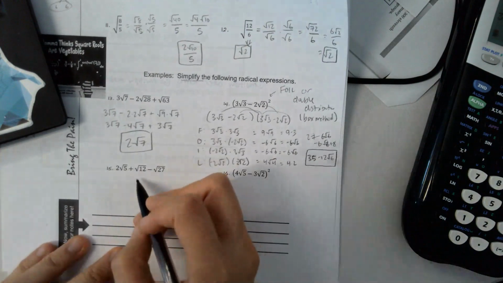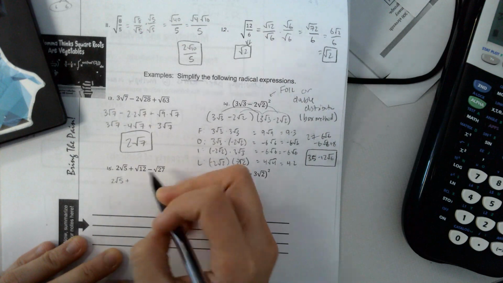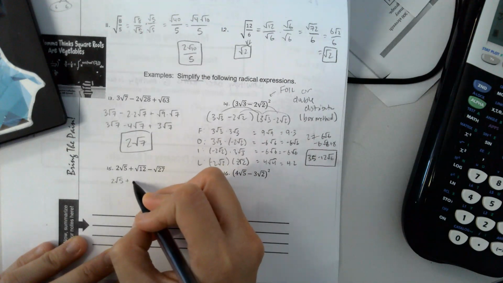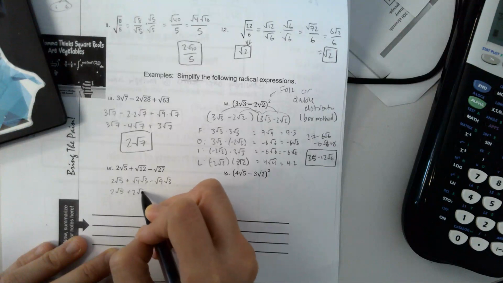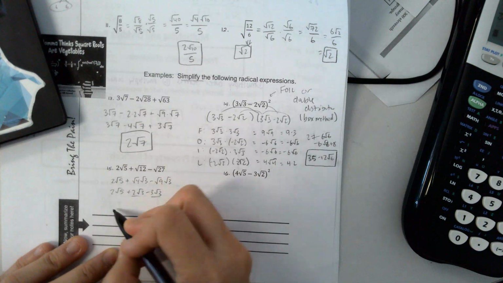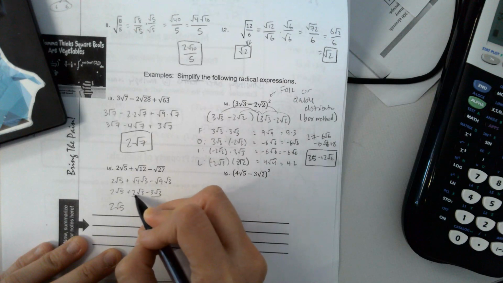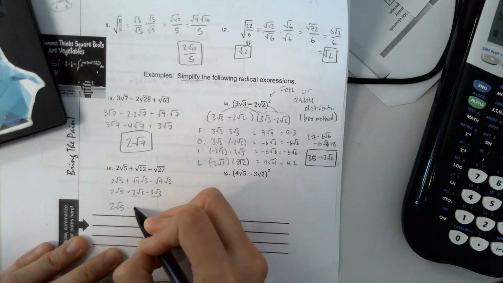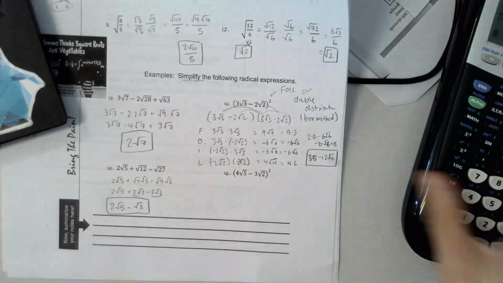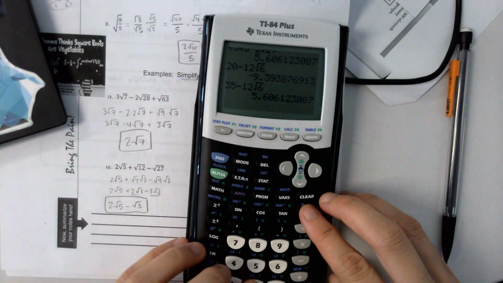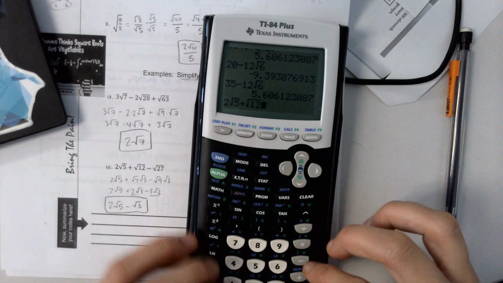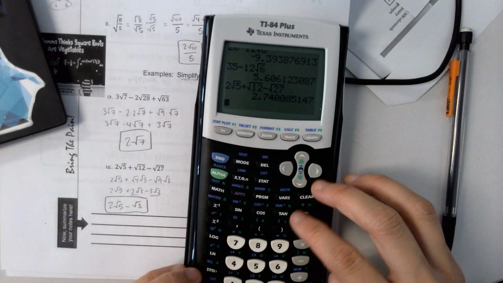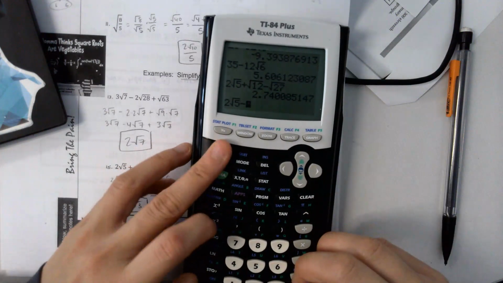Okay. Over here, we have 2 root 5 plus, you can pull out a 4. Root 2 root 3 minus root 9 root 3. So 2 root 5 plus 2 root 3 minus 3 root 3. These are our like terms. So you have 2 root 5. Positive 2 minus 3 is negative 1. Negative 1 root 3. Let's double check. 2 root 5 plus root 12 minus root 27 and then 2 root 5 minus root 3.